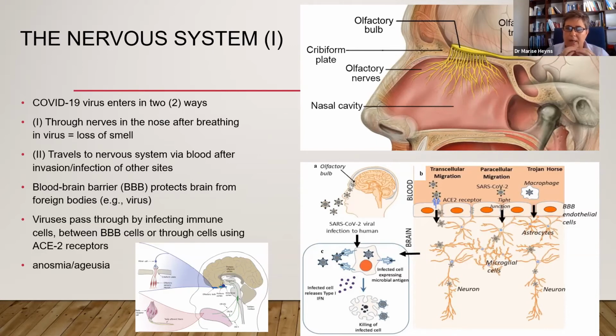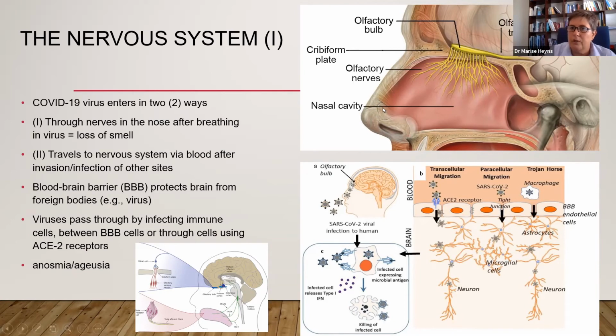One is the virus enters the nerves directly, or the virus is in the blood and the blood goes to the nervous system and brings the virus there. The one I wanted to show you right here at the top shows the nose and the olfactory tract, which is the main nerve to the nose that allows you to smell.